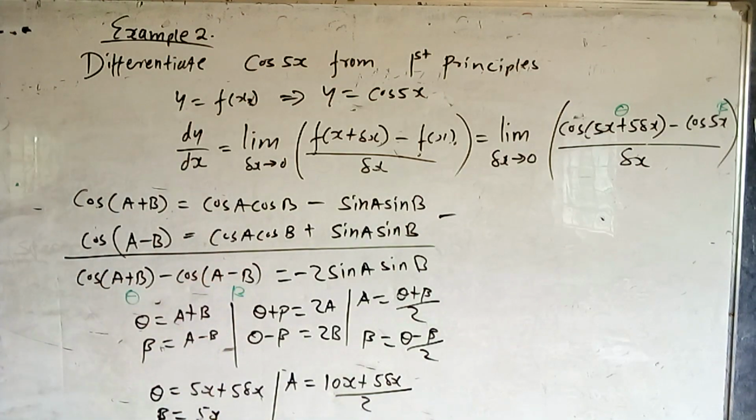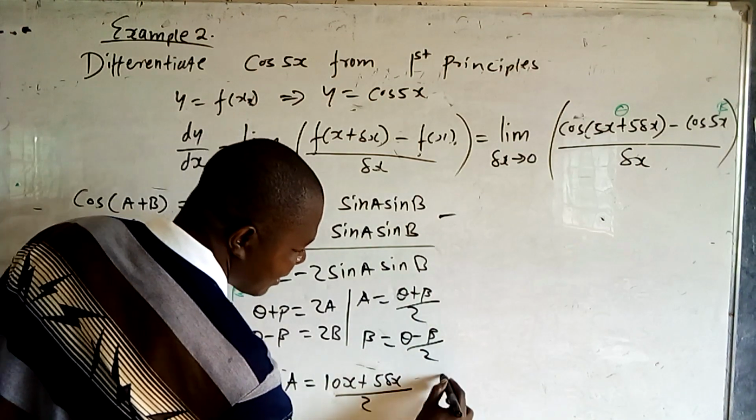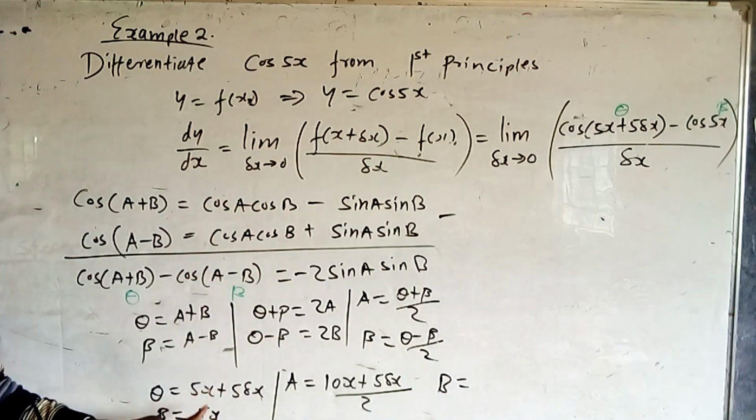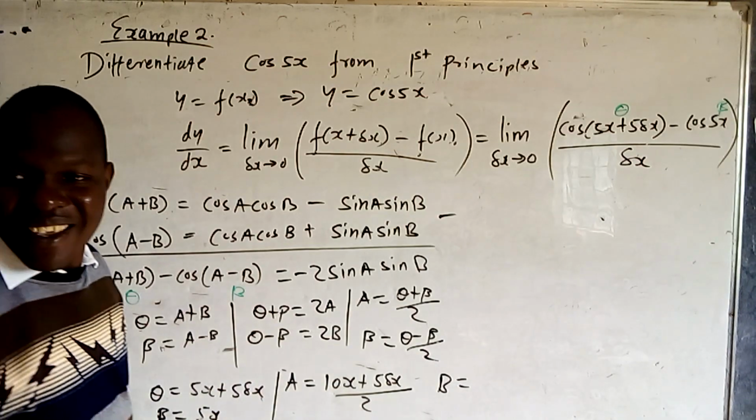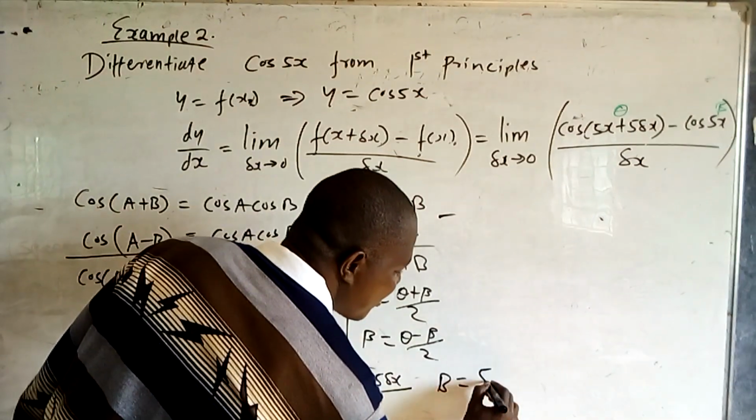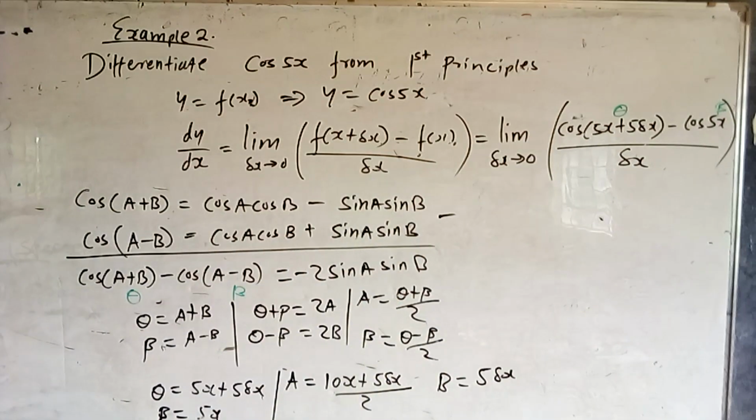Then what is your B? Theta minus beta over 2. This minus this divided by 2, isn't it? What do you get? This minus this is 0. You remain with 5 change in x, isn't it? So there you remain with 5 change in x.